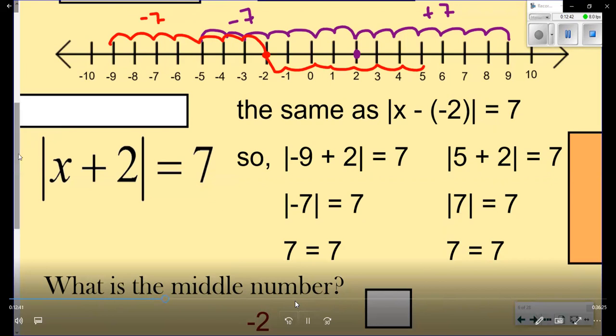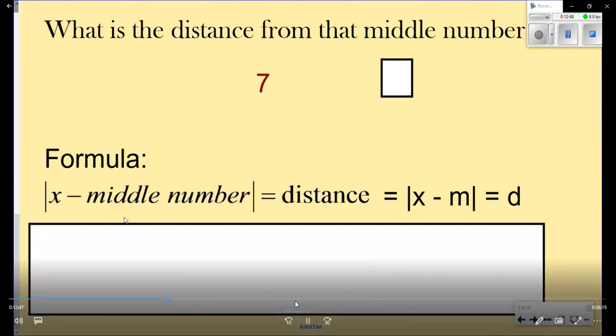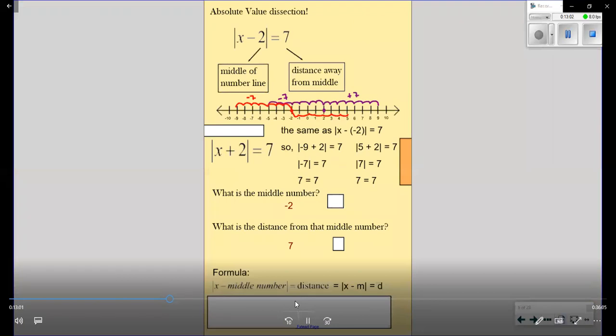So, with that being said, the formula for the absolute value is x minus the middle number equals the distance. And in symbol notation form, it's x minus m equals d. So notice how when we started off, there was a minus. So this is the actual formula, the x minus m. But notice how this is a plus.